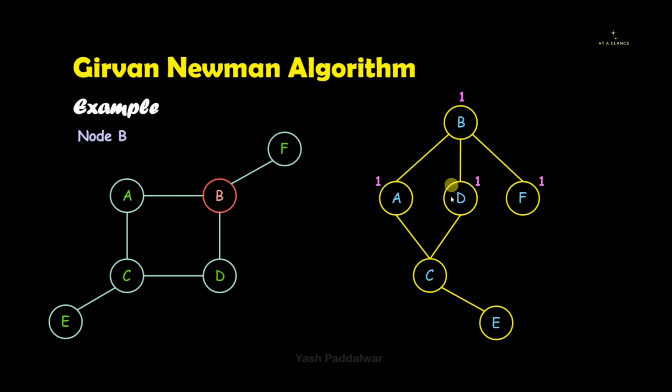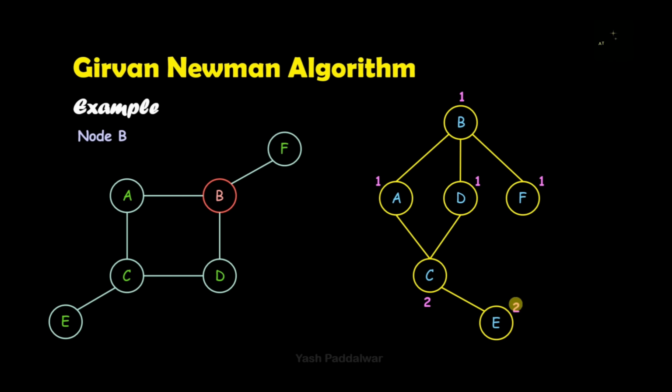Now you can see that for reaching from B, that is the root node, to the C node, we have two paths, that is BAC and the second path is BDC. Hence the node weight of the C node will be 2. Next node is E node. You can see that for reaching from the root node B to E, we have two paths. One is BACE and second is BDCE. So hence the node weight of E is 2.